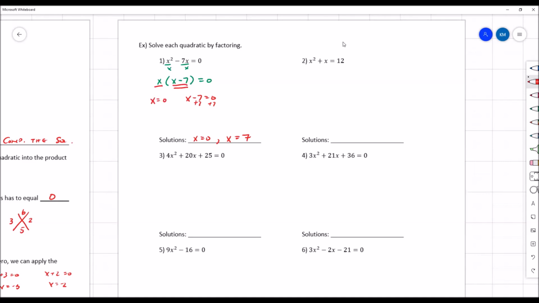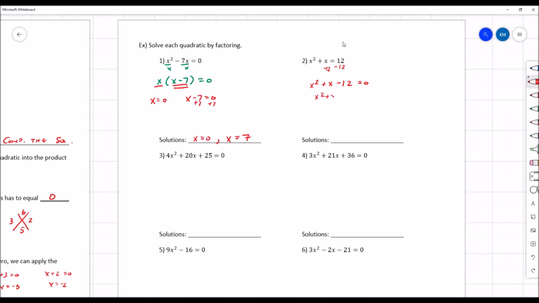Number 2. Number 2 is written a little bit differently than we've seen, but remember that when we solve quadratics, generally we want it to equal 0, outside of completing the square. And so we want to make this 0, and we'll do that by moving the 12 to the other side. Remember, we don't just pick it up and move it. We have to do inverse operations. So we have x squared plus x equals 12. Add 12 to both sides.